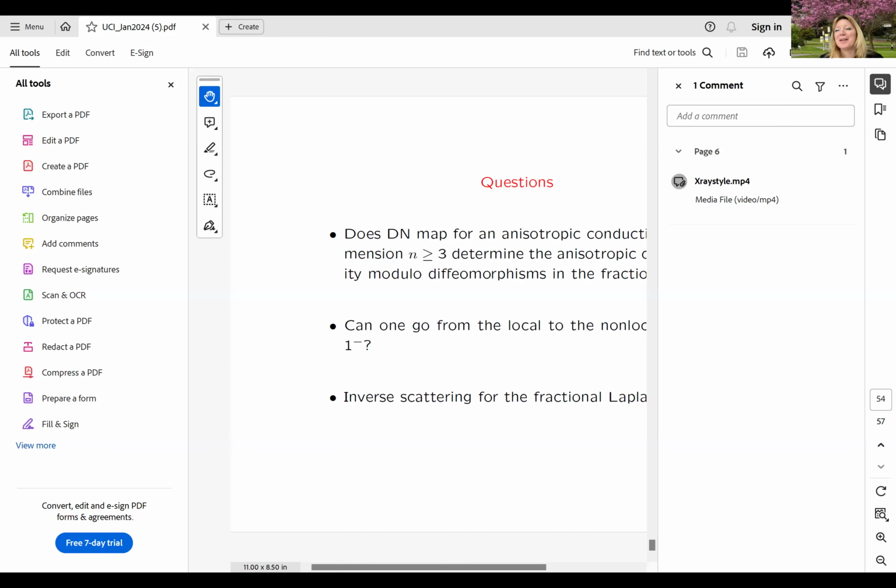Gunther, could you please say just a few words about the idea of the proof of your result passing from non-local to local? Sorry. Okay, I don't have the slides, can you see my slides? Yes. You can go for full screen.